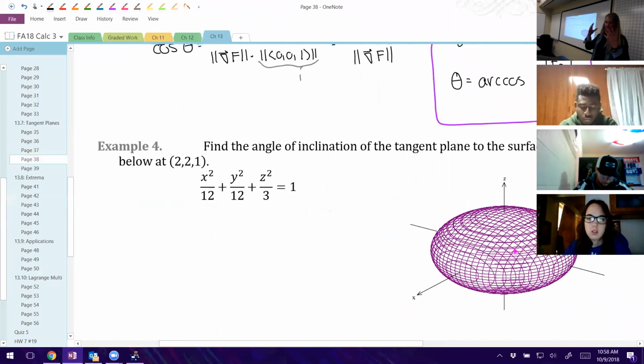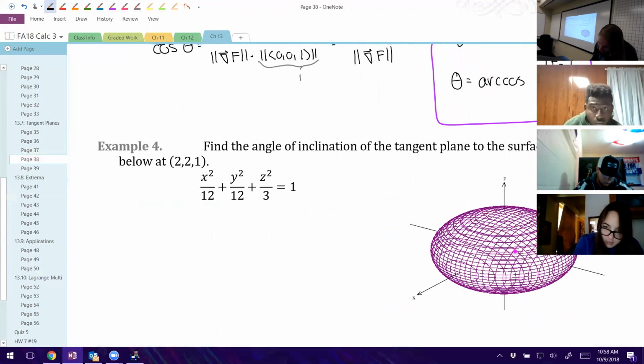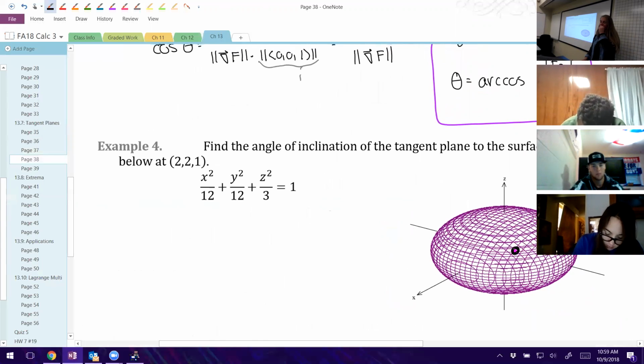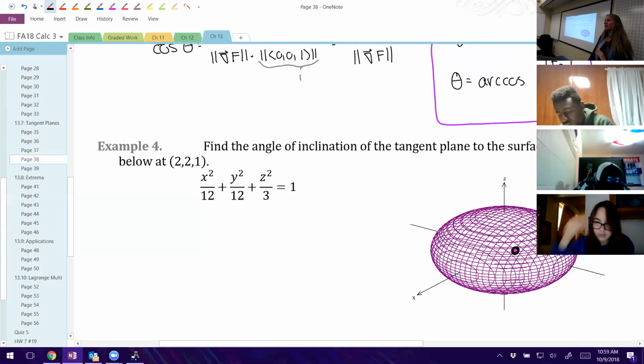So here we go. We've got this nice little ellipsoid we're working with here. Hopefully that formula looks familiar to things we worked with back in chapter 11. We want to find the angle of inclination of a tangent plane to the surface below at the point (2,2,1), which I did try to show here, but it is kind of hard to see. There's this little light pink dot in the middle there, and that's the point that we're working on.